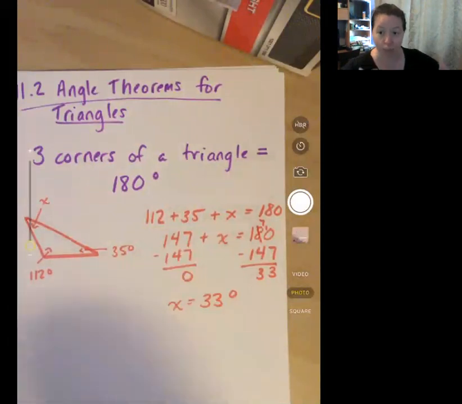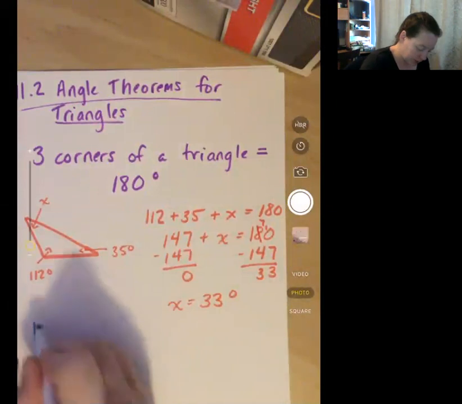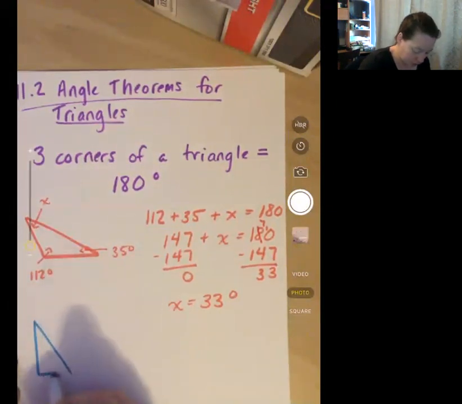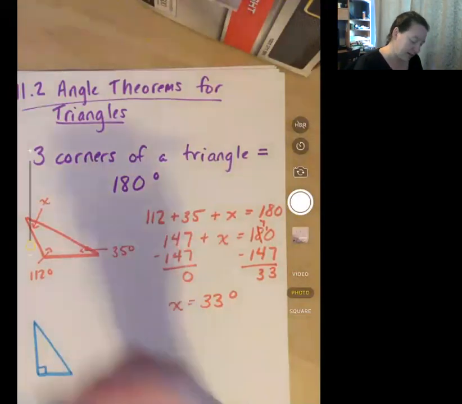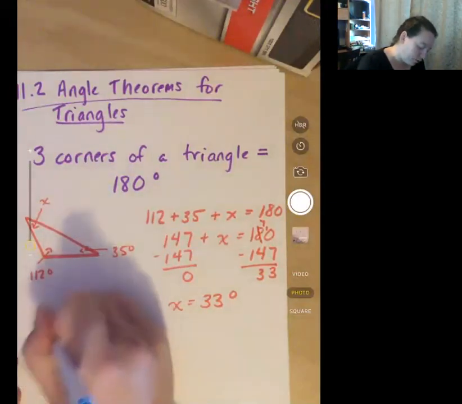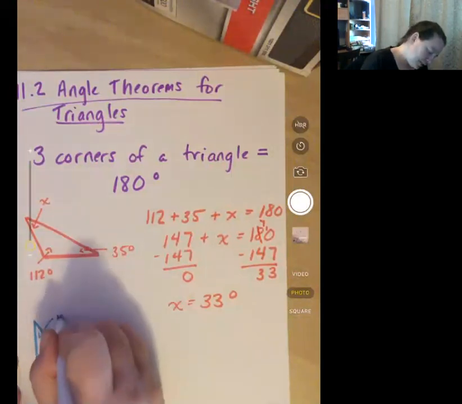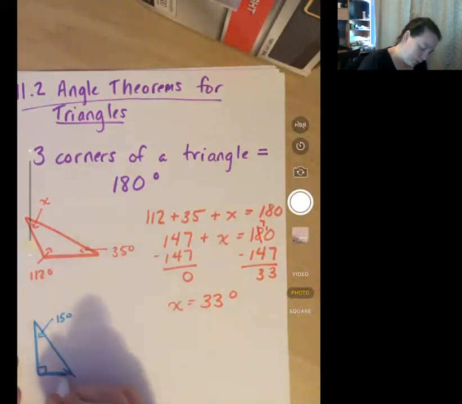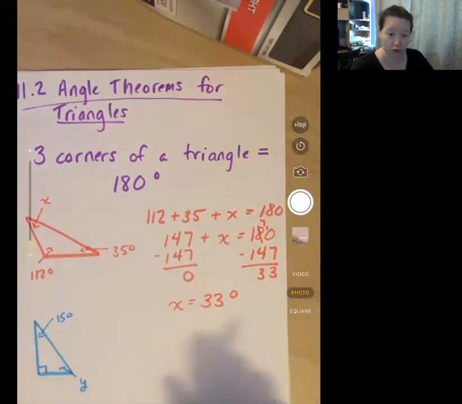Sometimes you will end up with this. They will give you a triangle like this, and they will put the little square in there. And they will tell you that, let's do the upper one first. Let's say that one's 15 degrees. And I'm going to make this y just so that we have a different letter, so nobody gets confused.